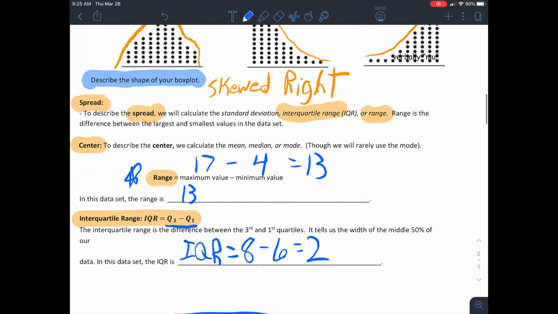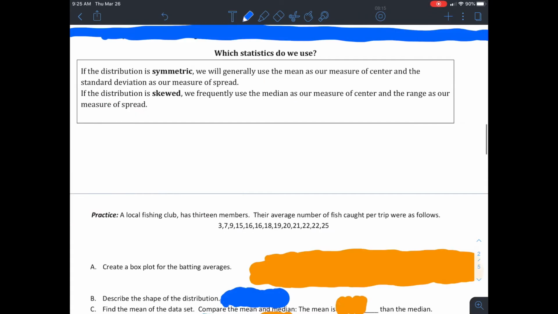And lastly, guys, there is center. To describe center, we calculate the mean, median, or mode, although we rarely use the mode. If a distribution is symmetric, we use the mean. If it is skewed, we use the median. We talked about that earlier this week as well. It's important to know which measure of center you should be using to describe your data.